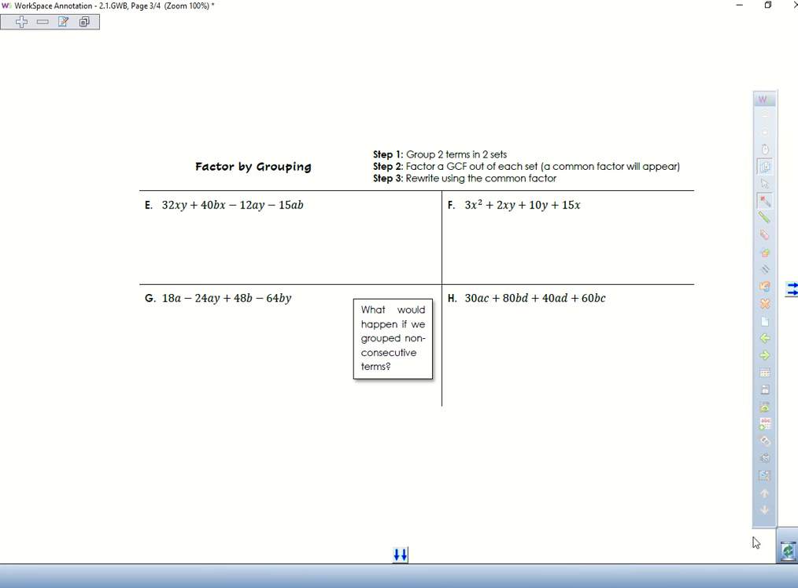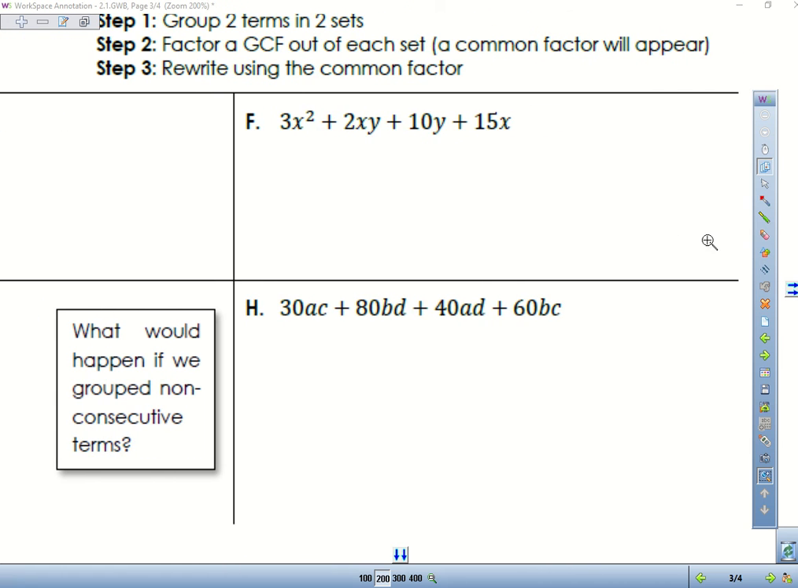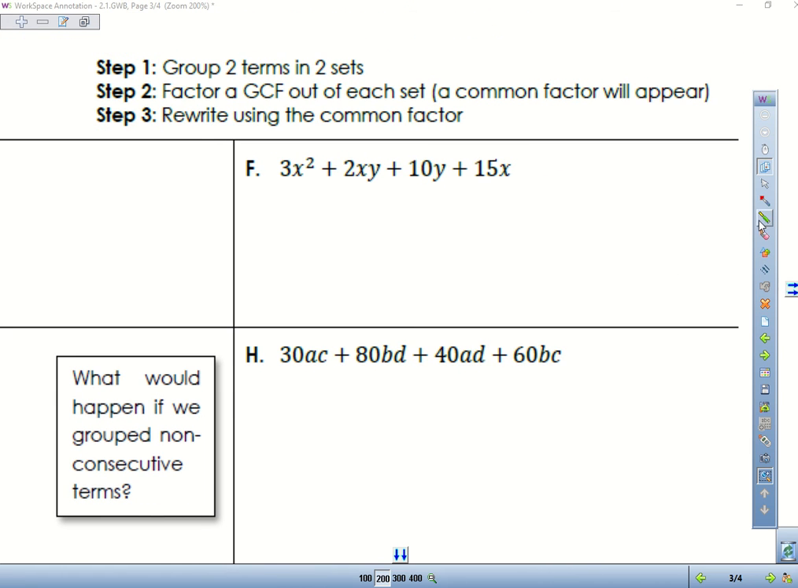Okay. So now we're going to talk about factor by grouping. So this is a method where you basically group into two sets. You factor the GCF out of each set, and then you rewrite using the common factor. Now when you use this method, you first always want to look for an overall GCF, and I'll talk about that when it comes up.